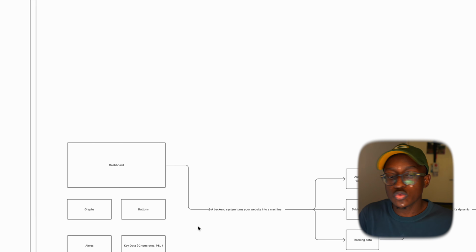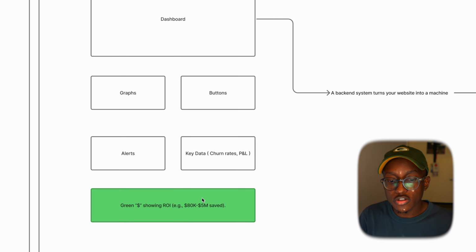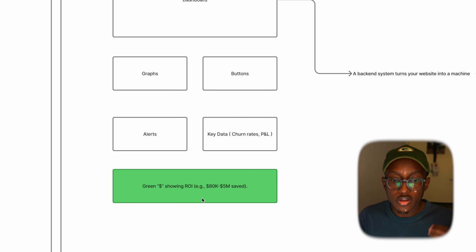So why is this tool so powerful? Well, we can look at a dashboard. For example, a dashboard would have your graphs, your buttons, your alerts, and your key data, churn rates, P&L sheets, your profit and loss sheets. So this also ultimately leads to you having green dollars showing ROI, which is 80K to 5 million saved.